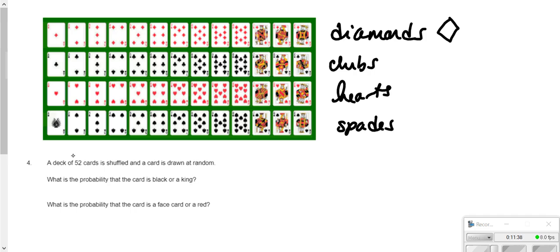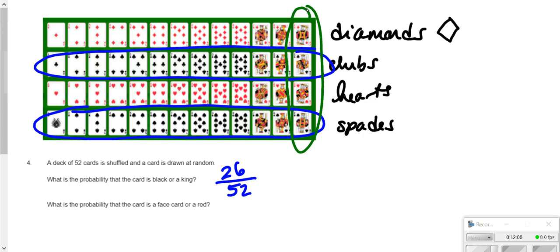And the first question says, what is the probability that the card is black or a king? So here's the thing. This is actually an interesting question in that I can see that all of these cards are black, right? So that's half the deck, or 26 out of the 52 cards, okay? But in this, I've already counted the kings. Well, some of them anyway, right? So over here, those are my kings, and there's 4 out of 52 cards that are kings, but you see, these cards got counted twice.